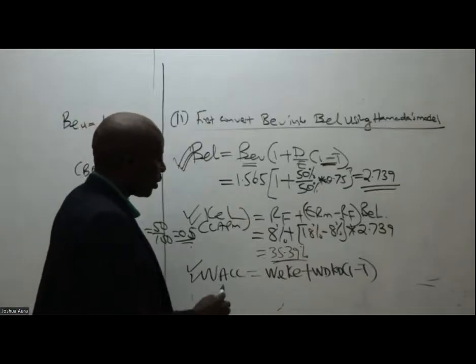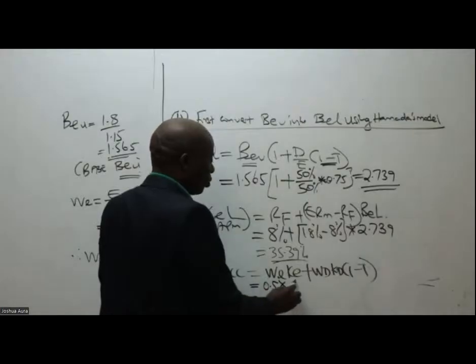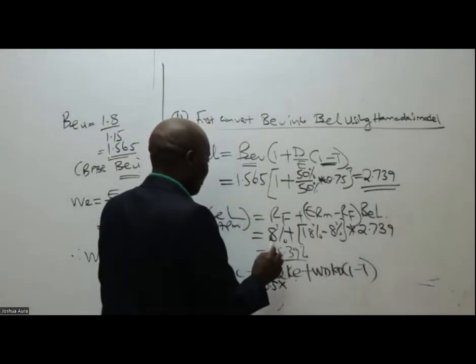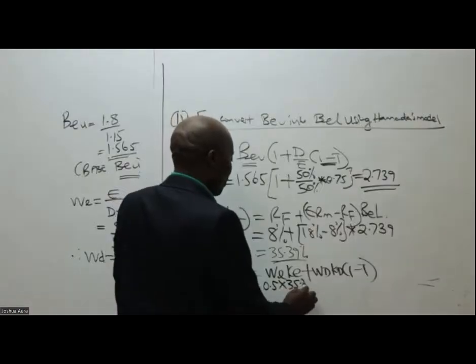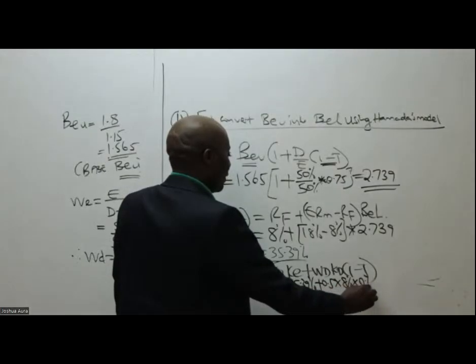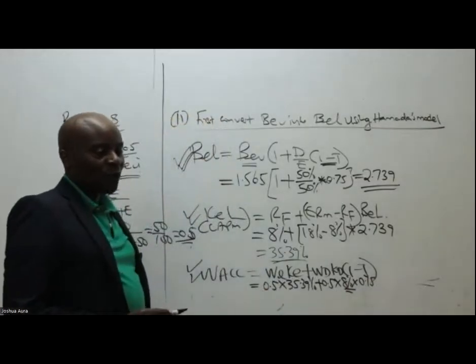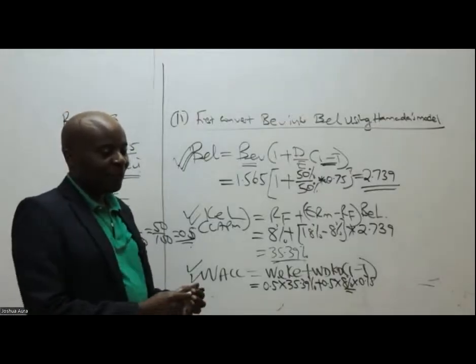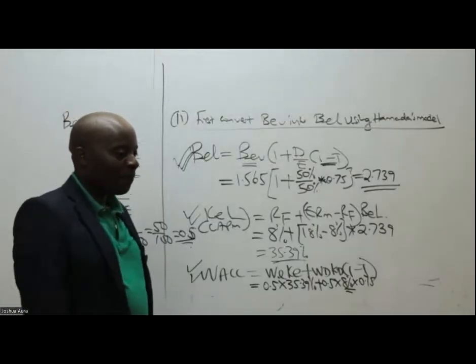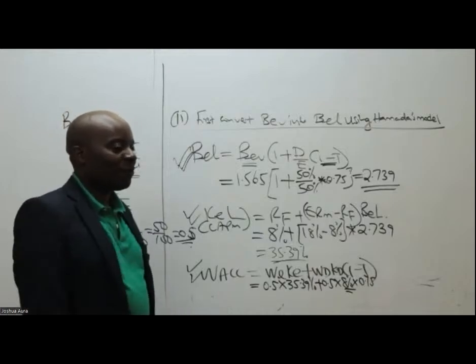So the weight of equity, ladies and gentlemen, here is 0.5. The cost of equity is what we already have here, 35.39%. Weight of debt is 0.5 times cost of debt, which is 8%, times 0.75. I'm so sure you don't know where I got 8% from. Is there anybody who knows where I got the 8% from?